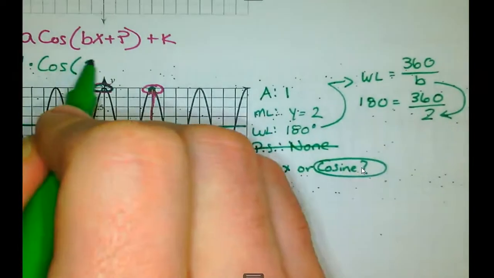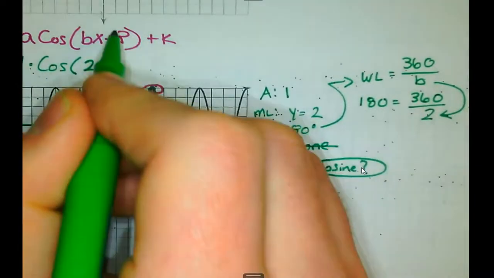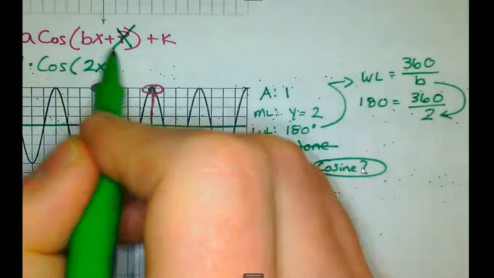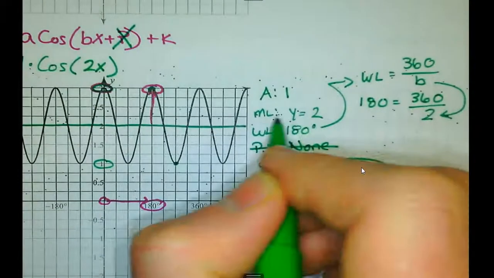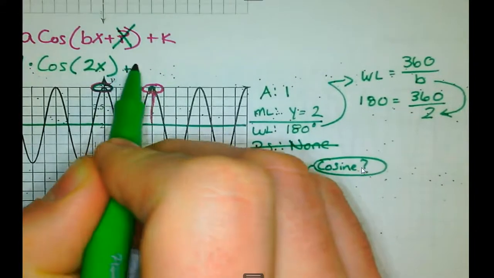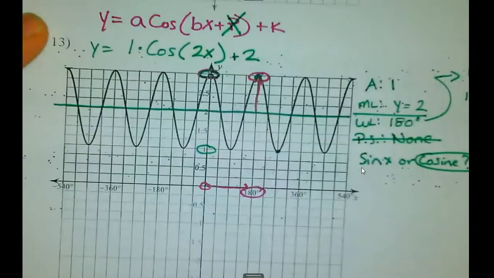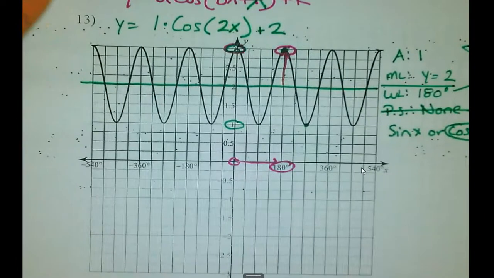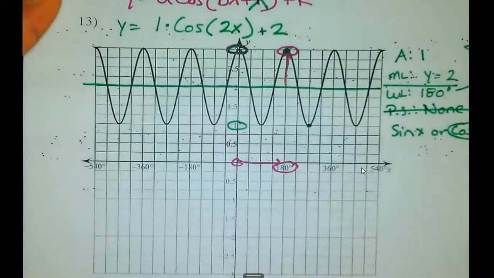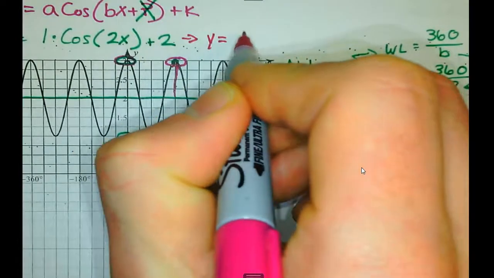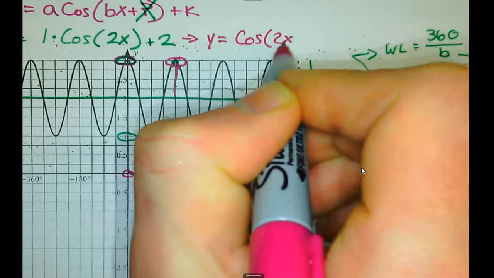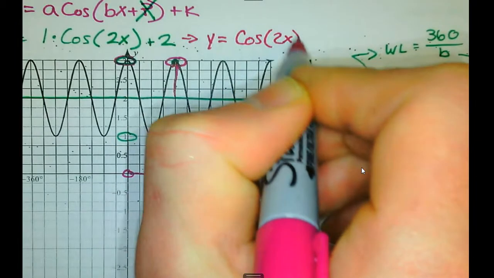So 2x. There is no phase shift, so you don't even write anything there. And then k is your midline, which is here, plus 2. Now this can be simplified just a little bit because this amplitude is unnecessary. You don't have to write it. So this can be simplified to say y equals cosine of 2x plus 2, and that would be your final answer.